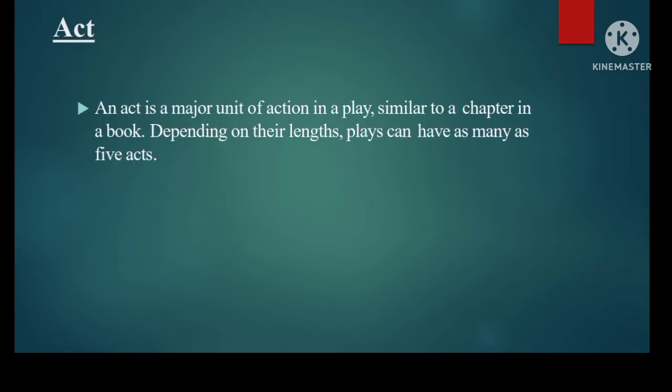Act. An act is a major unit of action in a play. It is similar to a chapter in a book. Depending on their length, plays can have as many as 5 acts. Further, acts can also be divided into scenes. So an act is just like a chapter in a book, in simple words.